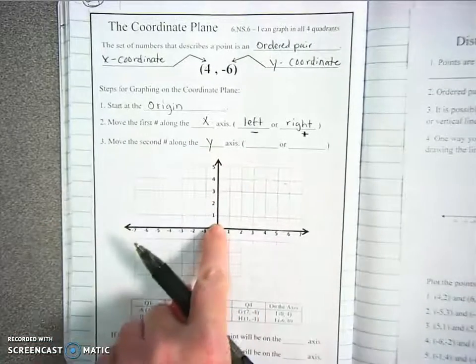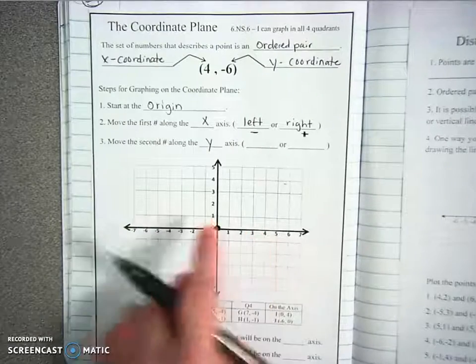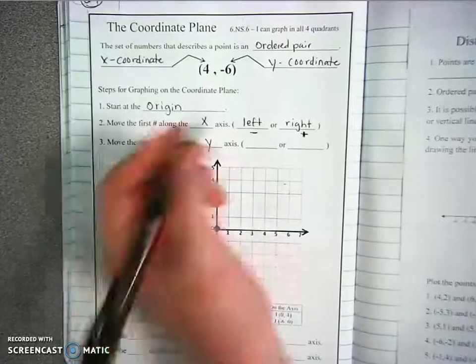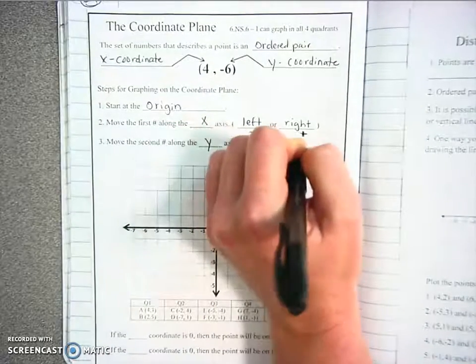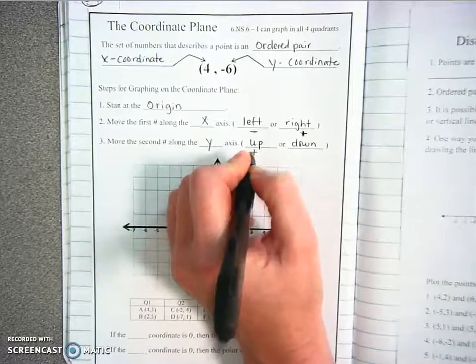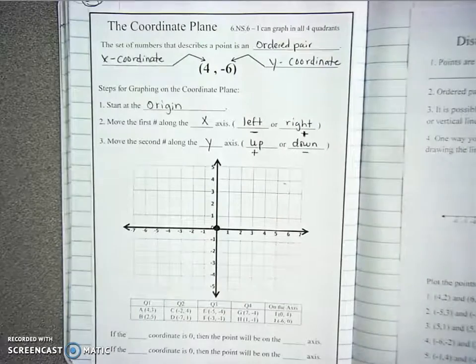So you start at the origin. You then go left or right for the x-axis. The last step is to go up or down for the y-axis. If I'm going up, it's because I have a positive integer. If I'm going down, it's because I have a negative integer.